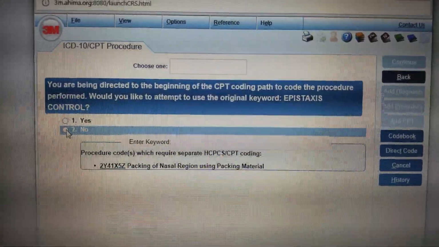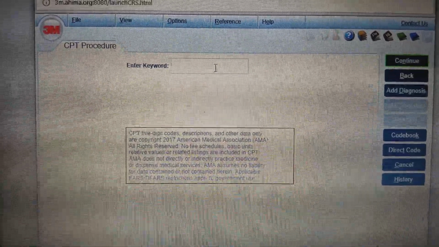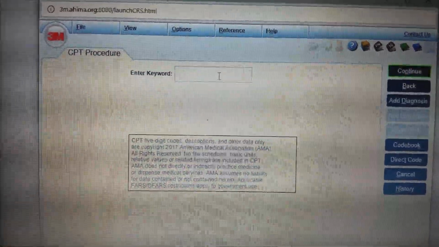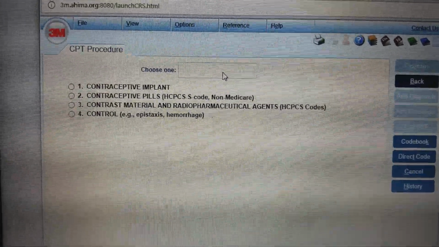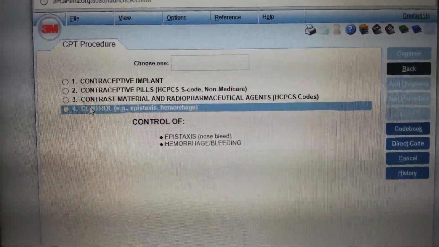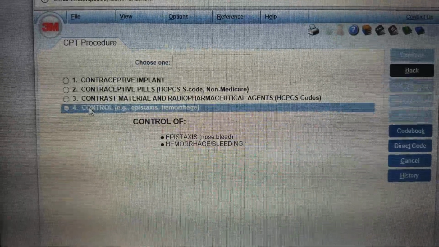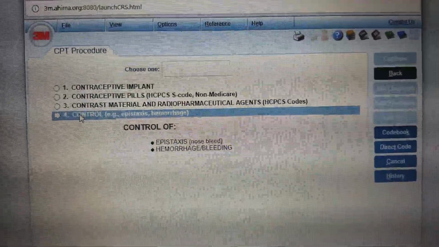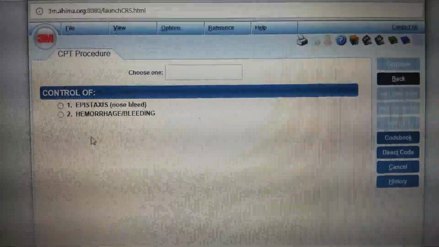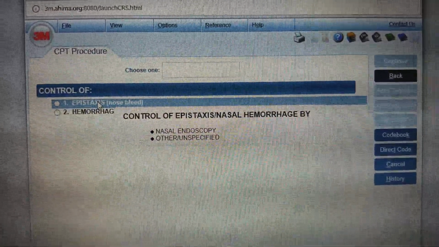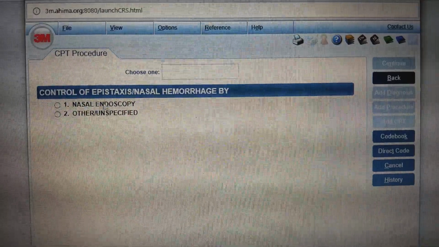I'm going to say no, just because I want to go with control itself, and I know that that's the key word that needs to be utilized. You can try the other way and see which path it takes you, but since you guys already have the code, then we know that we're trying to get to 30903. So control. We have a nosebleed, epistaxis. We know it's not hemorrhaging.